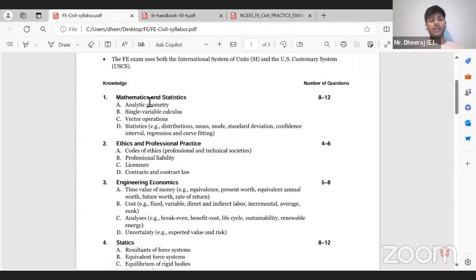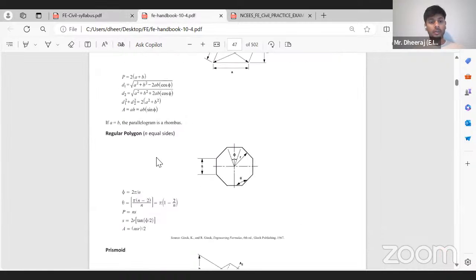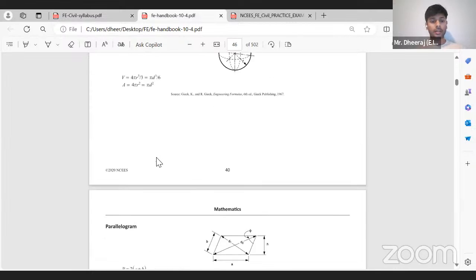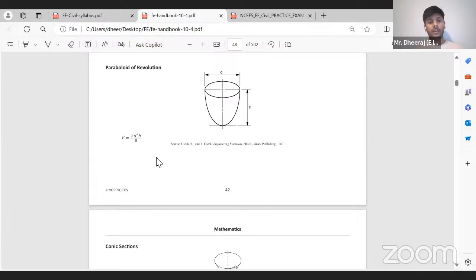When you have a syllabus paper, like I said, analytical geometry, go to the handbook, and you have so and so topics like sphere, circle, sector, parallelogram, whatever. It is not required to remember any formula. Just try to understand where the topics are. After this, go to the FE review book and try to solve a couple of problems. You need not practice a lot, because the formula is already in the handbook. Just try to remember roughly in which page the topics are.